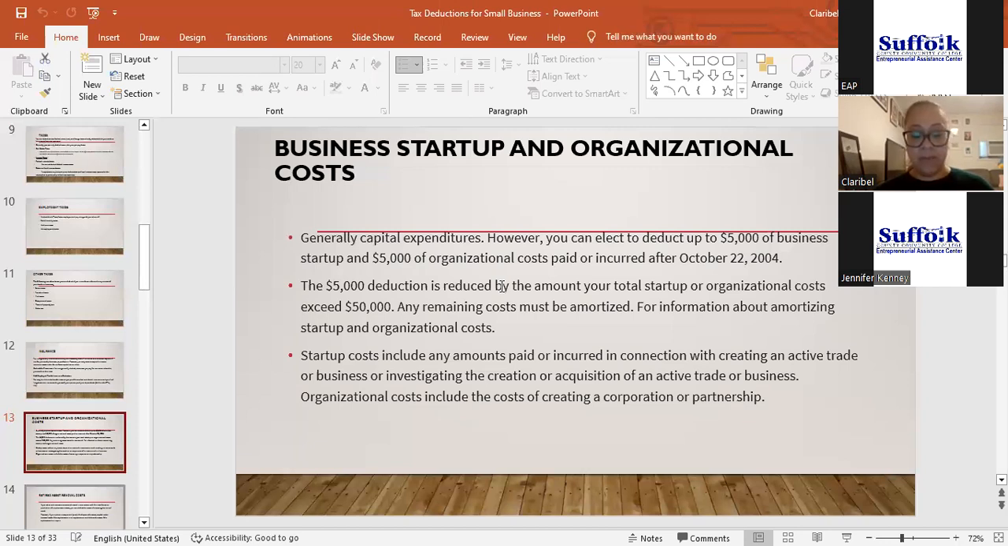Startup costs include any amounts paid or incurred in connection with creating an active trade or business or investigating the creation or acquisition of an active trade or business. Organizational costs include the cost of creating a corporation or partnership.